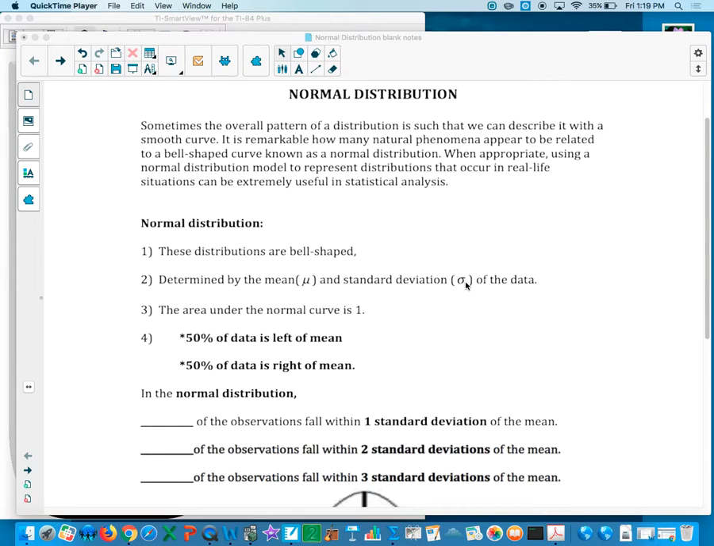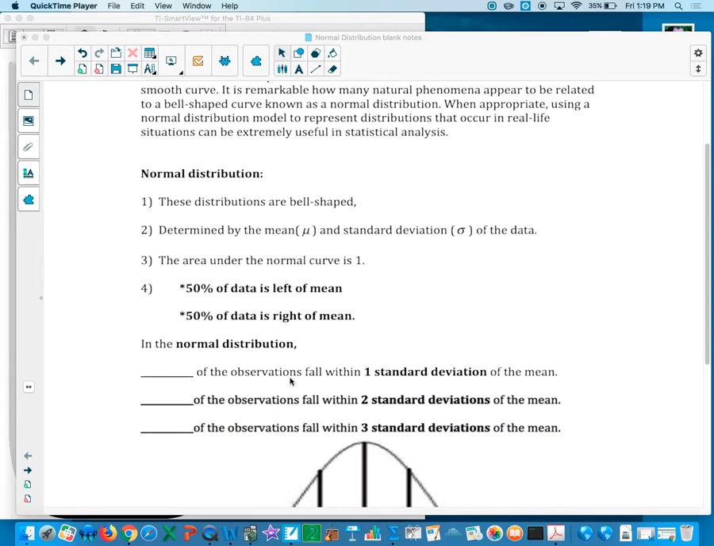The area under the curve is always equal to 1. So this is going to give us probabilities or percentages depending on how we look at it. So it's 1, and then we can look at it as 100% of the area if we're going to look at the percentages. Although we're going to talk about all the breakdowns of the percentages, 50% of the data is left of the mean, 50% is right of the mean.